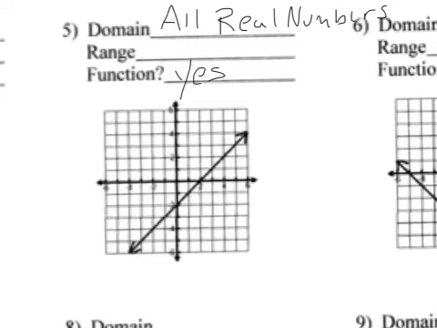Range, it's going to be the same thing, up and down. So it's going to go up forever, it's going to go down forever. So our range is also going to be all real numbers in this example. All real numbers.